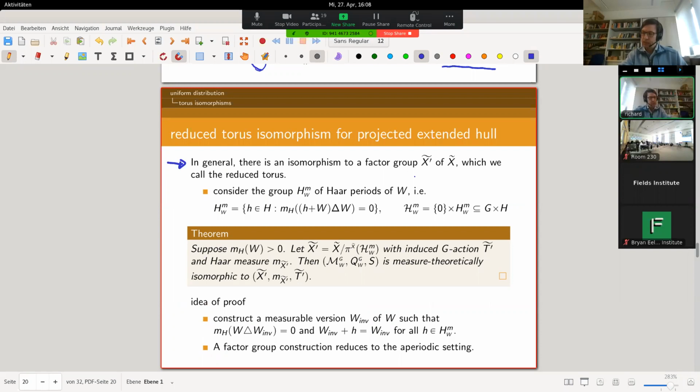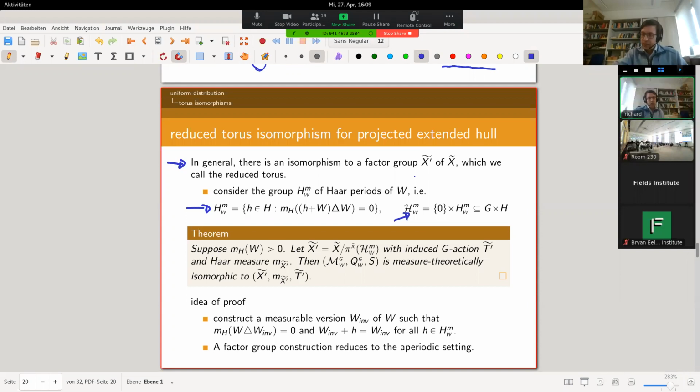Okay, so now what do you do if you are away from H aperiodicity? And of course, you should also expect some isomorphism to some related torus, and this torus is a factor group of the original torus where you essentially factored out the H periods. And this is written here. In H, you can look at the H period group, and you embed them trivially into G times H, and then you get the statement here.